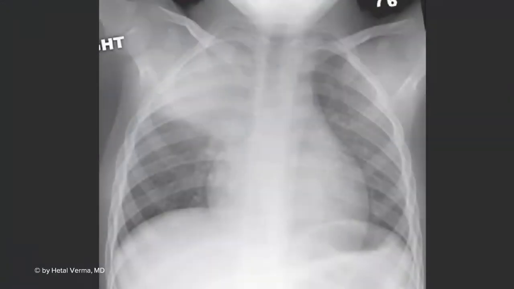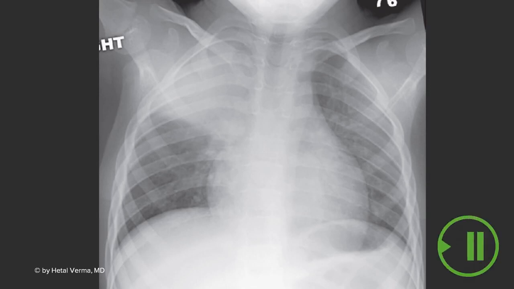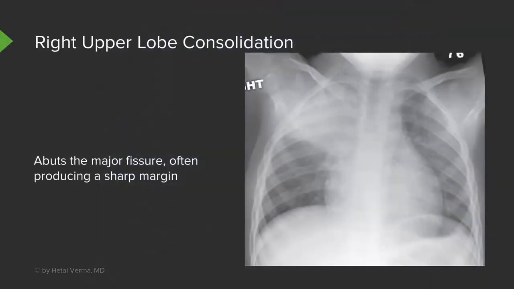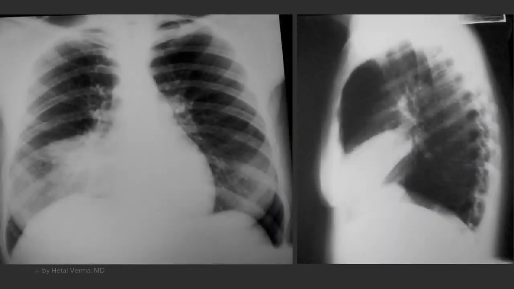So let's take a look at this frontal chest X-ray. What do you see here? And as we go through this lecture, feel free to pause and take a good look at the images. So this is an example of right upper lobe consolidation. The consolidation abuts the major fissure, which produces a sharp margin inferiorly here. And it involves the entire right upper lobe. You can see that it silhouettes the mediastinum on the right. So where do you think this consolidation is located?